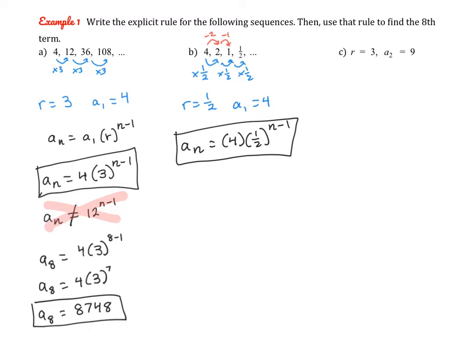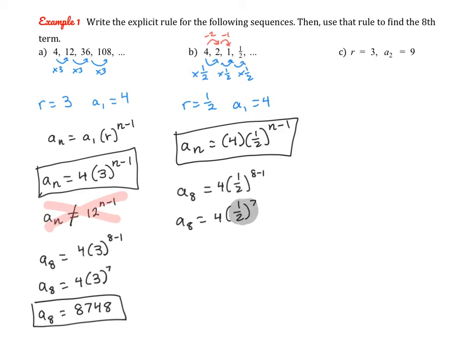So now let's use this to find the 8th term. So we do 4 times 1/2 to the power of 8 minus 1. So we do 4 times 1/2 to the power of 7. Again, just be careful to follow your order of operations. So rather than plugging this into our calculator for a decimal, let's actually evaluate it by hand so we can keep it as a fraction.